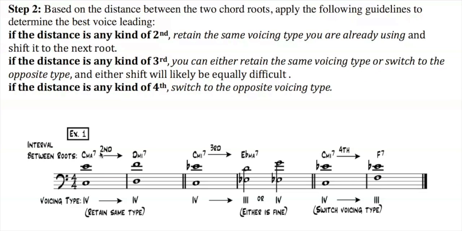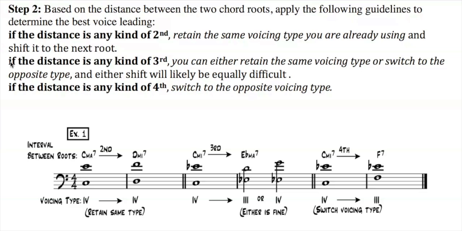the first example is of second motion, and in this example we're going from C major to D minor 7. It's a second, so we keep the same voicing type and we stay on a type 4 from one chord to the next. This could work if it was a minor second or a major second, also whether it was ascending or descending, so we could be going from C major 7 to B flat major 7. It would still be type 4 to type 4.